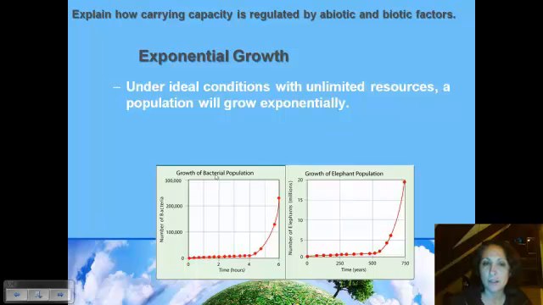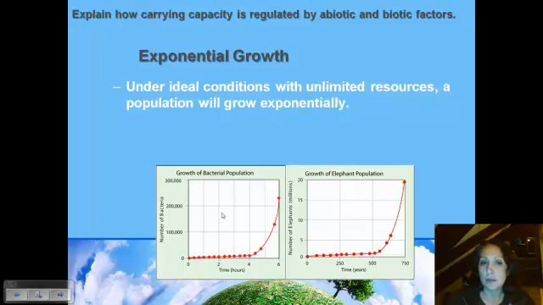So this is a bacterial population. If we start at time 0, let's say we have 1 individual, that individual reproduces, we have 2, and then 4, and so on. And as the population gets larger, as it doubles, it's going to be growing at a very, very high rate. And this gives us this J-shaped curve illustrating exponential growth.